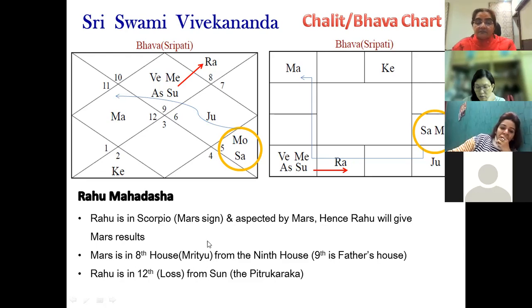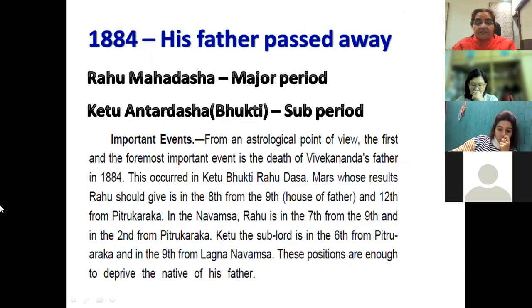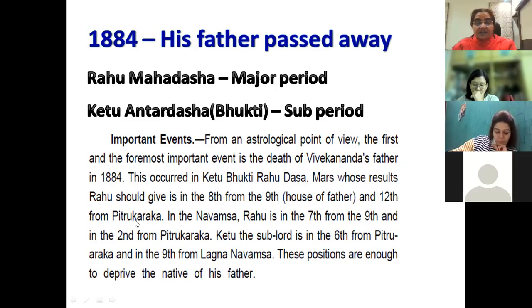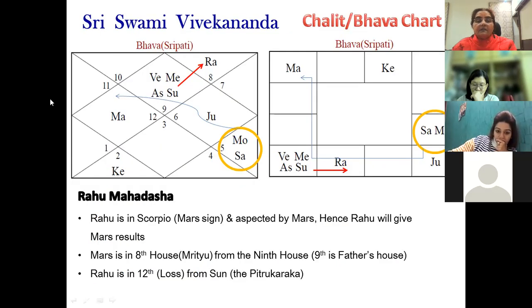Mars is in the 8th house, that is the Mrityu, from the 9th house. And there's one more point written: 12th from the Pitrakarak. Who is 12th from the Pitrakarak? Rahu. What is Pitrakarak? Pitrakarak is always the sun.